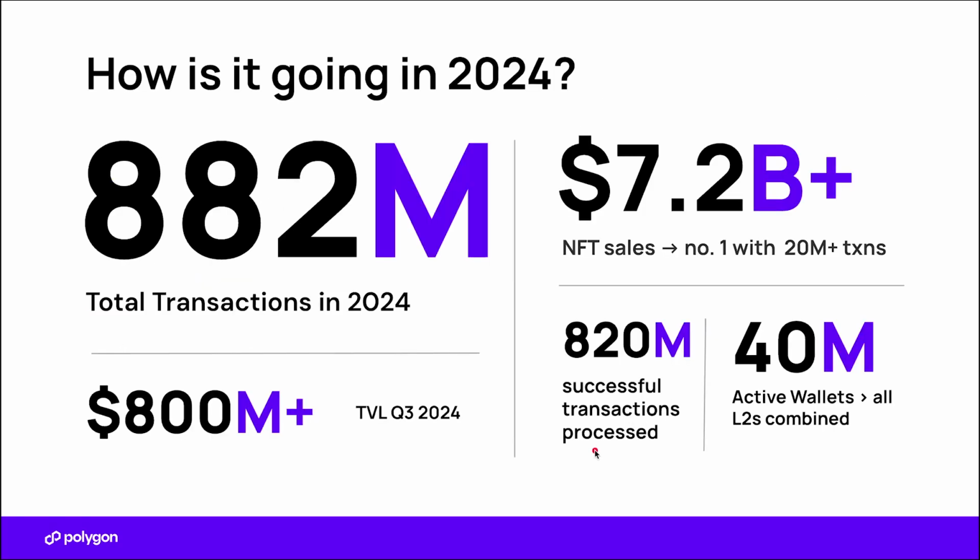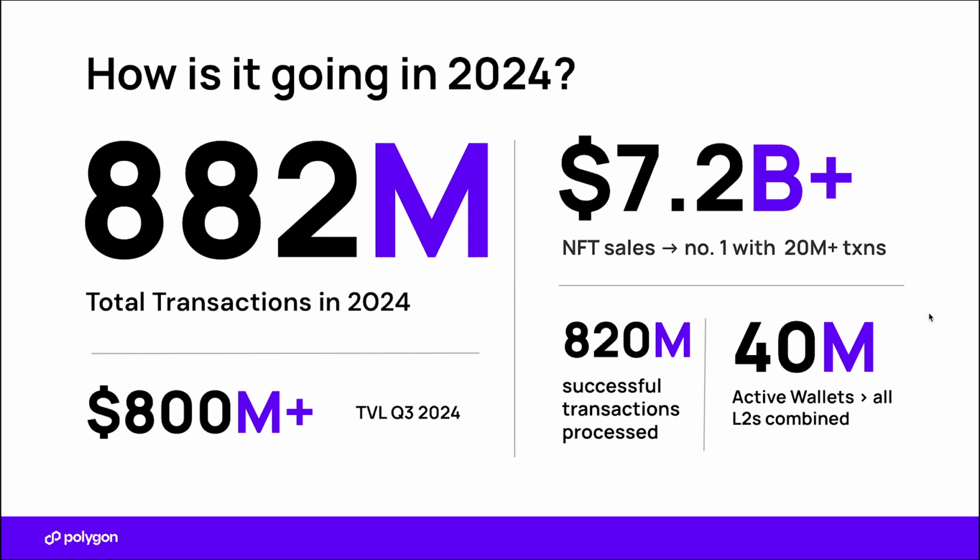So just to give you some numbers and put this into perspective. Year to date in 2024, as of today, because this is a bit old, we have done more than 1 billion transactions. We have close to 1 billion TVL, total value locked on chain. We are one of the biggest chains in terms of NFT sales volume, more than 7.2 billion. We have more than 40 million active wallets, more than 1 million daily users. Every day we have between 4 and 5 million transactions.